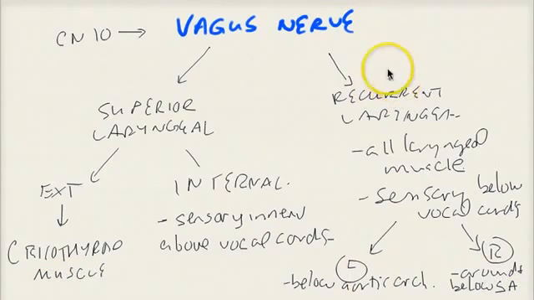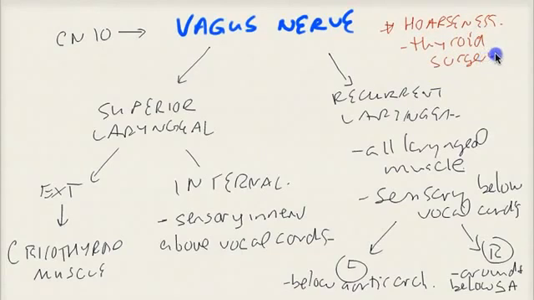Now, whenever we damage the vagus nerve, there's a few things that we can see that are important. One important thing we see is hoarseness. Okay, so that's usually due to damage of the left recurrent laryngeal nerve. Okay, this is often a result of complications experienced during thyroid surgery. So damage to that nerve during thyroid surgery.